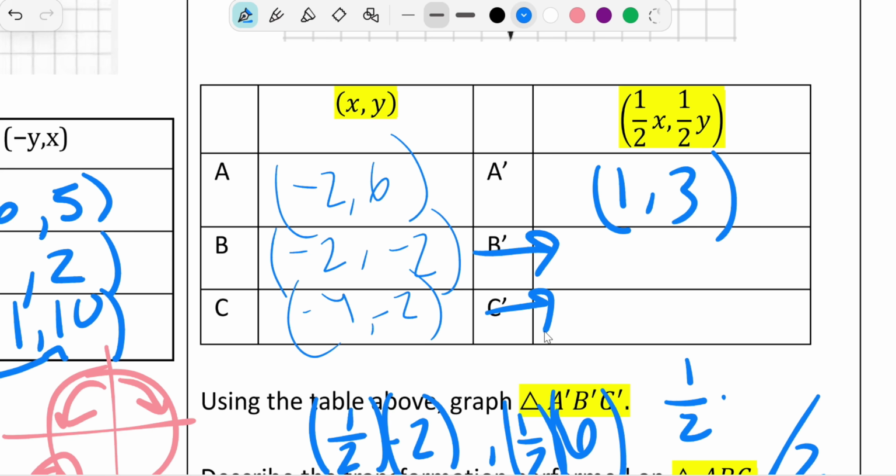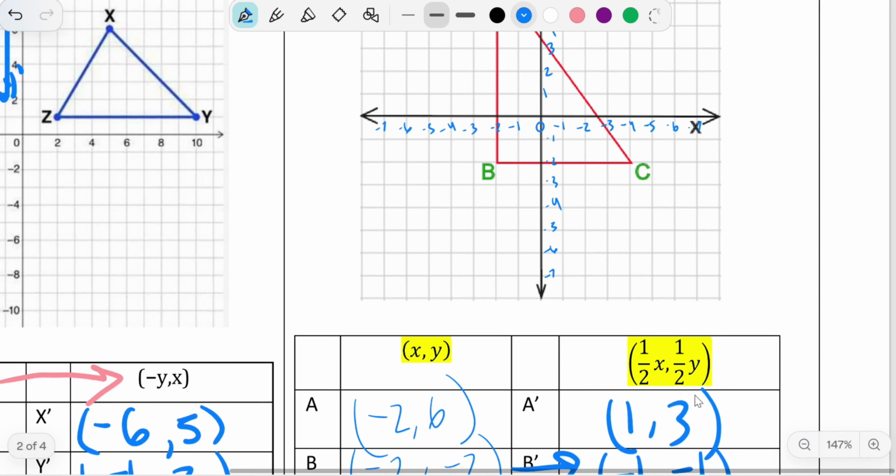So -2 times 1/2, that's -1. That's also -1. And then -4, that's -2. And that's -1. Yeah. So now I'm going to go ahead and plot all these points.